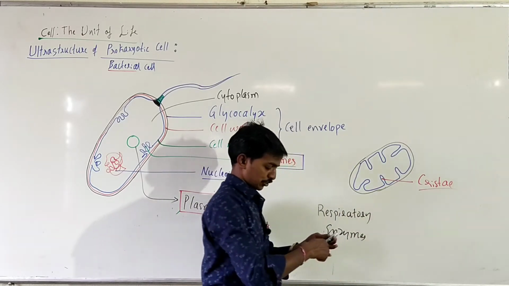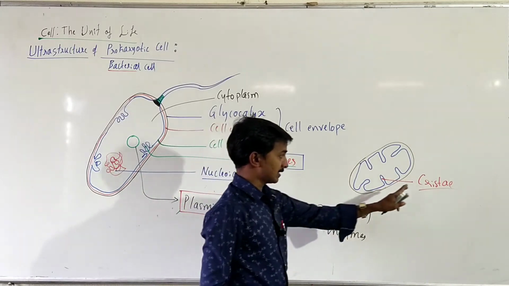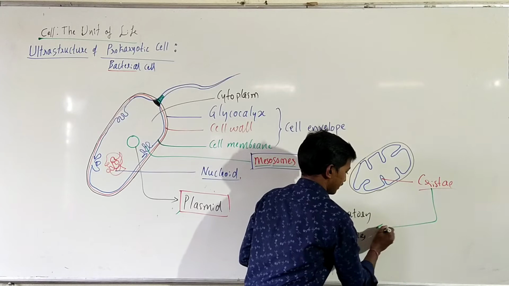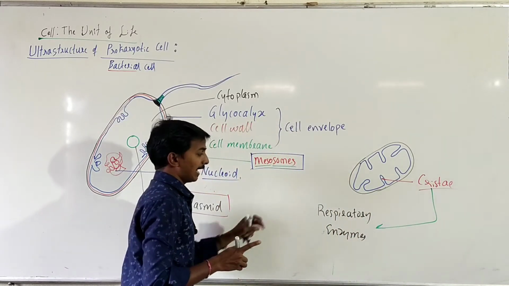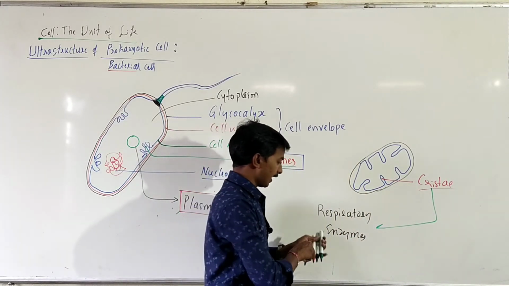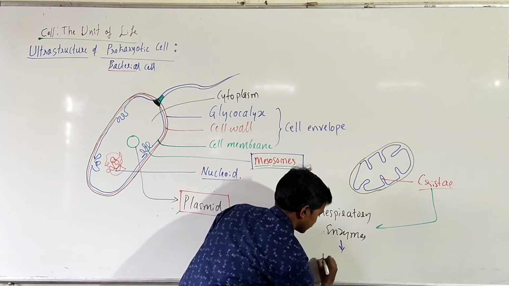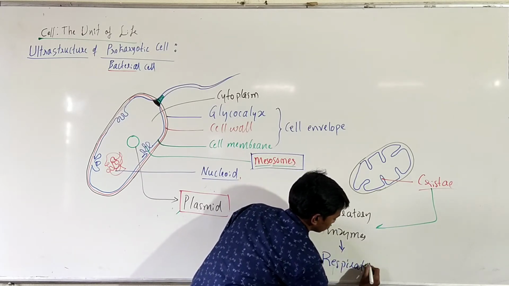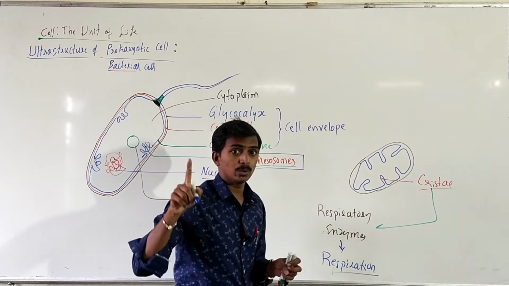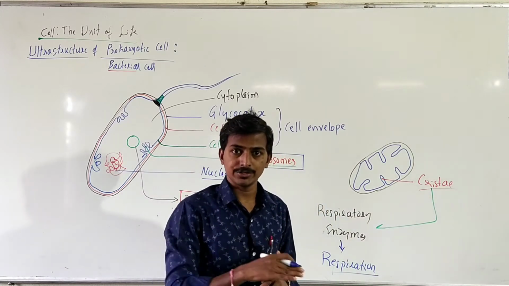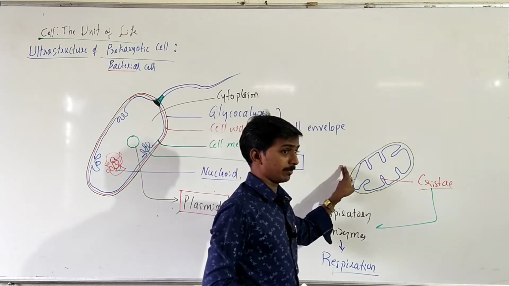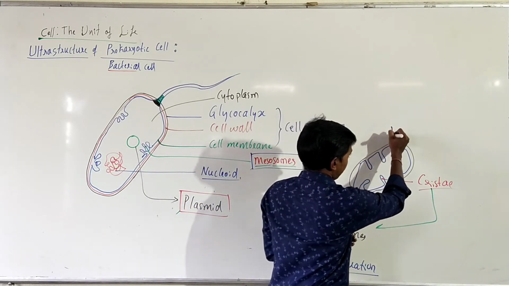The finger-like projections are known as cristae. Those cristae contain the respiratory enzymes, and those respiratory enzymes help in the process known as respiration. That is the breakdown of glucose to release energy and some other components in eukaryotic mitochondria.